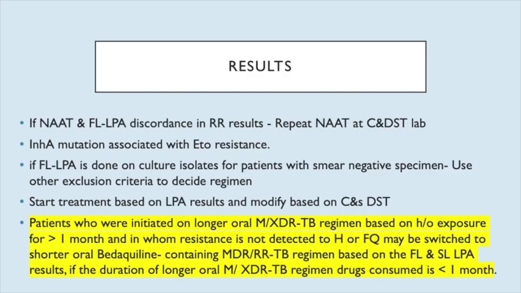So, how do we interpret the results? Once we do our LPA and NAAT, now we realize that NAAT and LPA are among the initial tests. What if your NAAT and LPA first line are discordant? So NAAT says that rifampicin is resistant and LPA says it's not resistant, or vice versa.